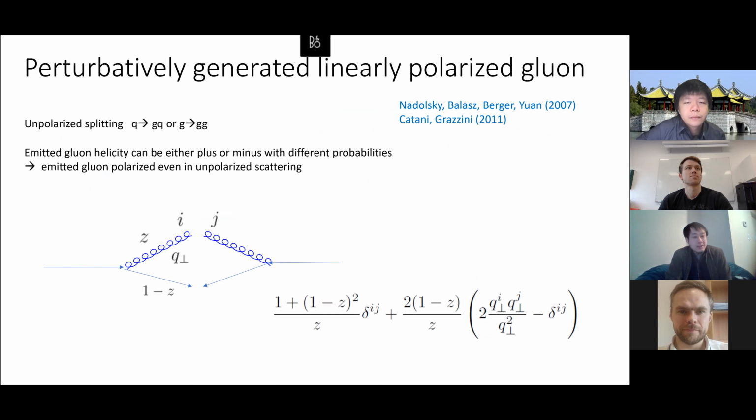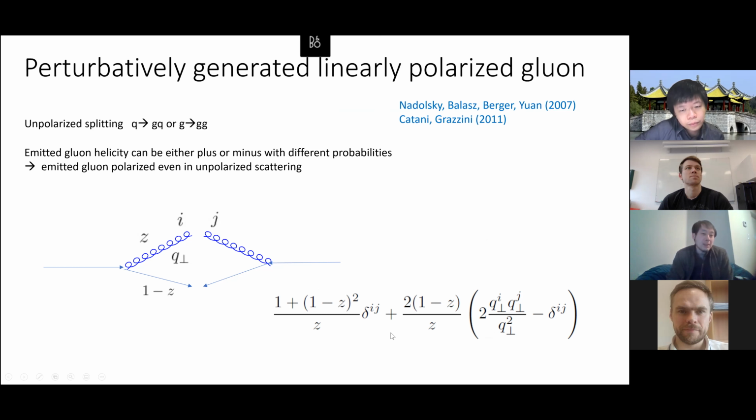So let's think about this very basic one gluon emission. It's a derivation of the Dirac splitting function. Okay, so the quark splits into the gluon and quark, and the gluon has a momentum fraction z. And usually you sum over these Lorentz indices i and j in the amplitude and complex conjugate amplitude, right? But if you don't sum over this i and j, then the result that you get is the following. So you have delta ij, whose coefficient is this familiar splitting function, but there is an additional term which has exactly the structure of this linearly polarized gluon.